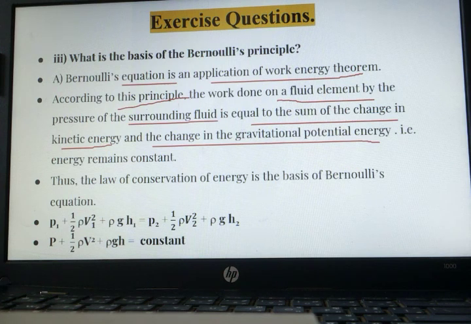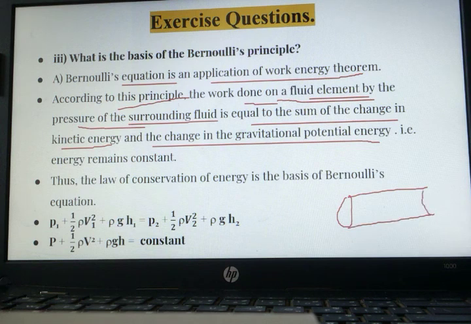What this principle states is that work done on a fluid element by the pressure of the surrounding fluid. Take for example, this is a pipe. Whenever fluid is flowing inside this pipe, take for example, this is a particle which is moving. There is pressure exerted by the surrounding molecules as well. Many such molecules will be exerting tremendous amounts of pressure. Due to this pressure, this molecule will obtain some kinetic energy, as well as some potential energy.